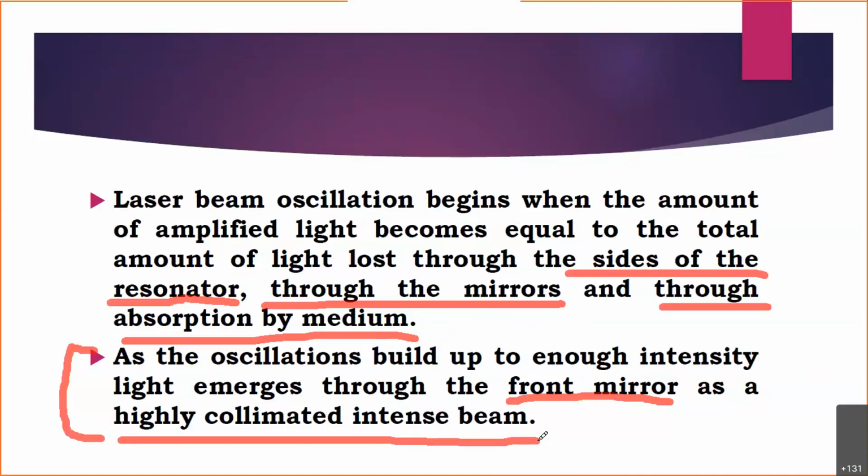Collimated is nothing but that the rays are aligned in a particular direction, so you consider it a highly directed beam. Nothing to worry about, these are just technical terms. And I told you earlier also that laser light is highly coherent and highly directed. One more time we will discuss the properties of laser light in more detail at the end of this laser topic.